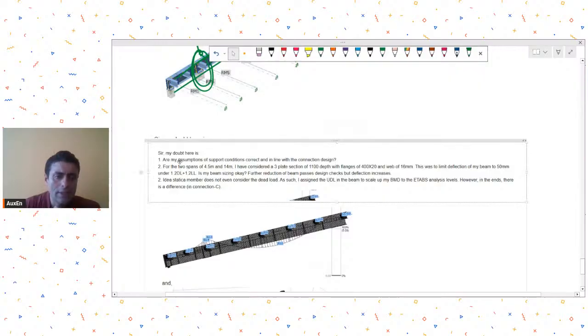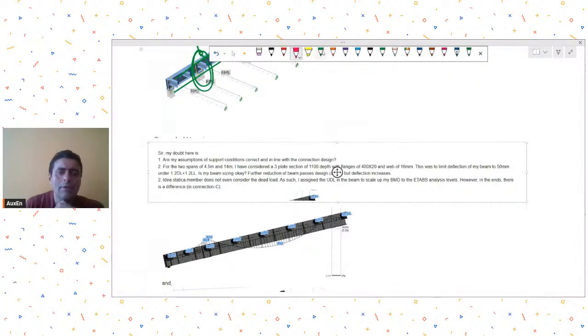Okay, anyway, his other doubts: are my assumptions of support conditions in line with the connection design? I have given you my opinion about it. You think about them. For the two spans of 4.5 and 14 meters, I have considered a three plate section. This was to limit deflection. Is my beam sizing okay?